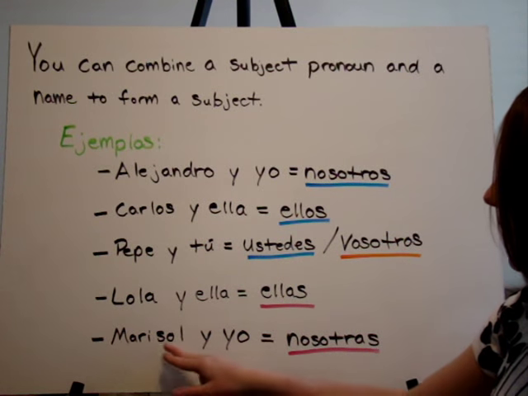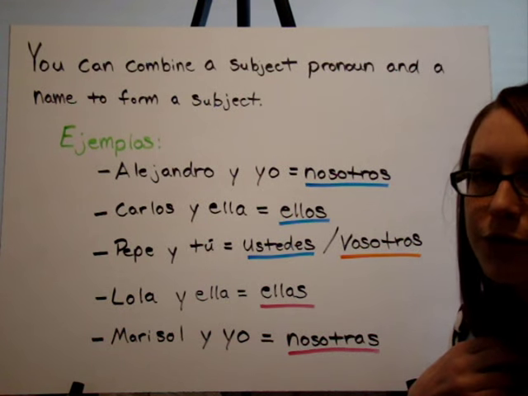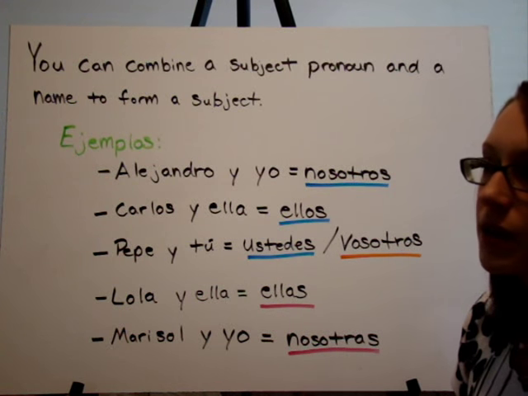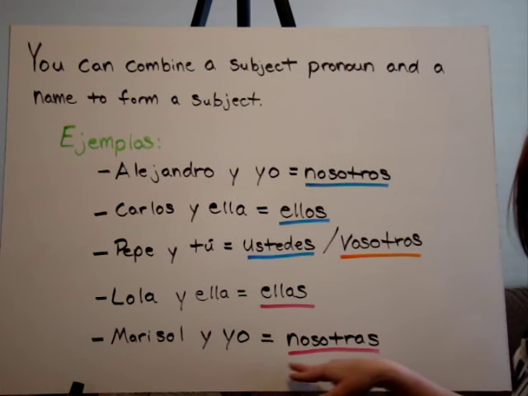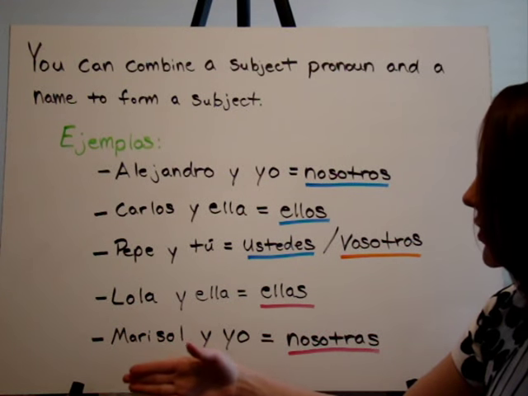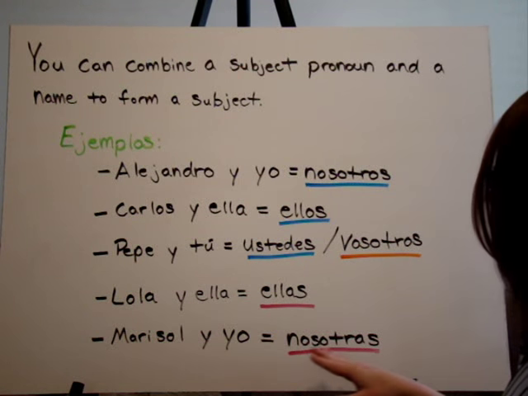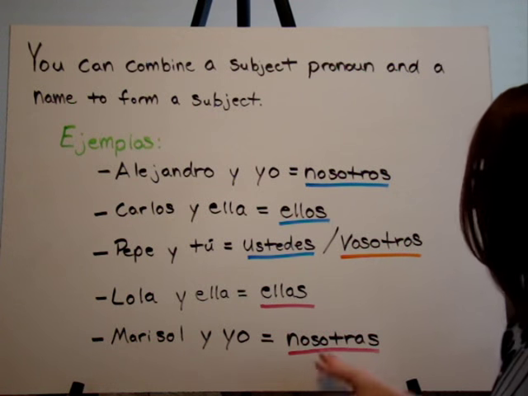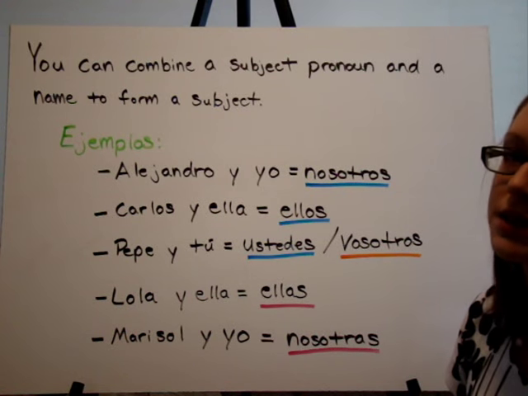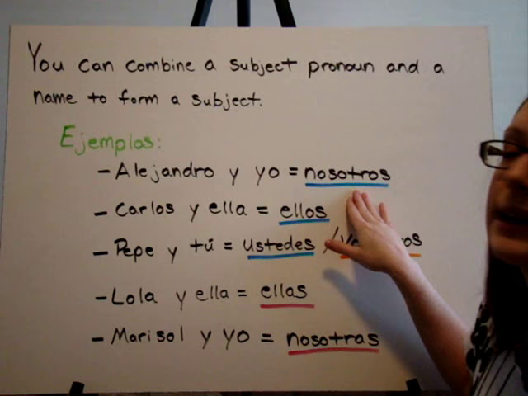And then lastly, Marisol y yo. Marisol y yo insinuates that I am a part of that group. So instead of saying Marisol y yo all the time, we would say nosotras. Now, I am female, so because I am a part of this group, and Marisol is a girl, and there are no guys involved, I am going to say nosotras. Okay, guys, if you were to say the same sentence, then you would actually have the same example as up here with Alejandro y yo.